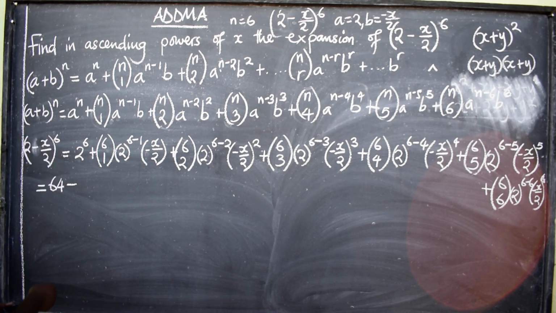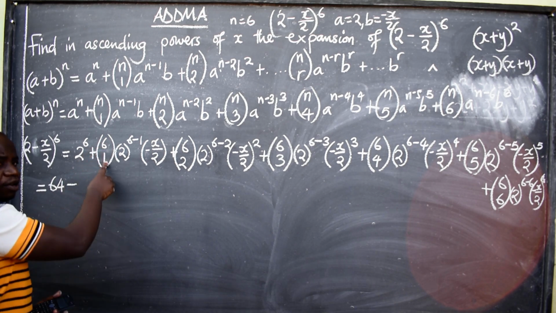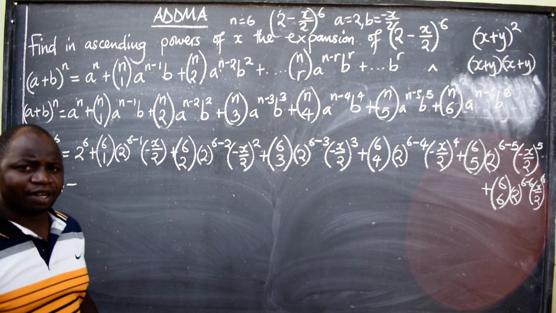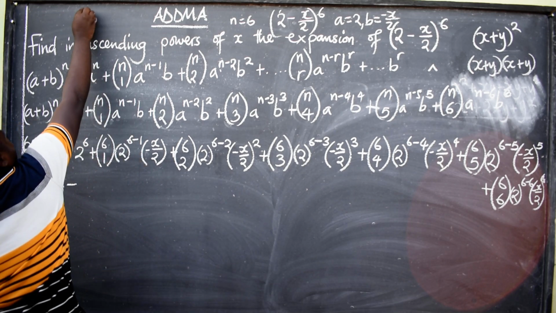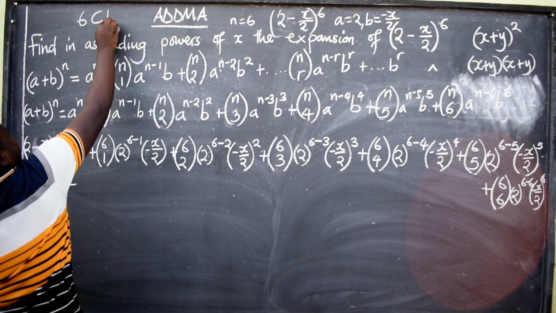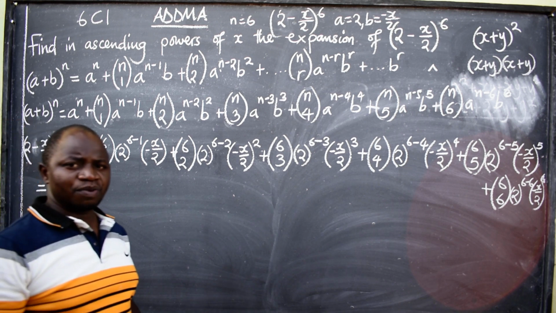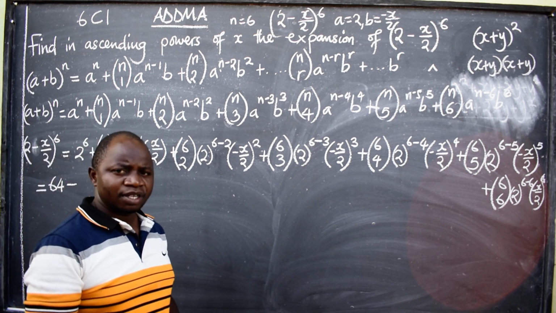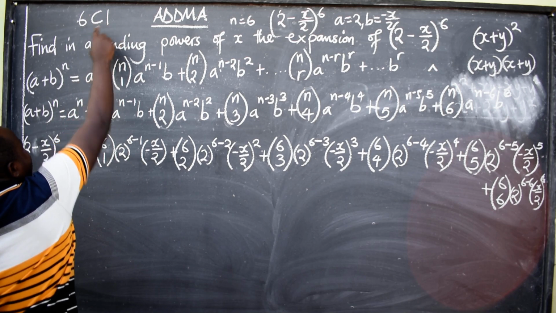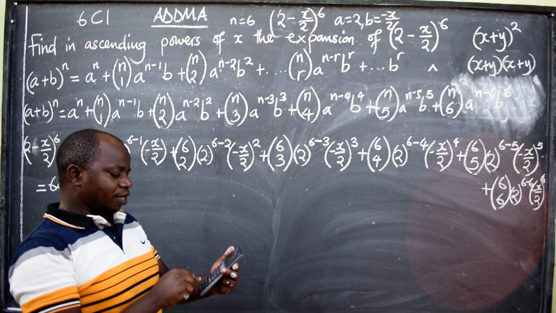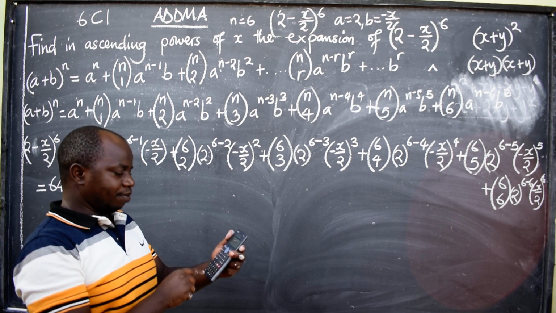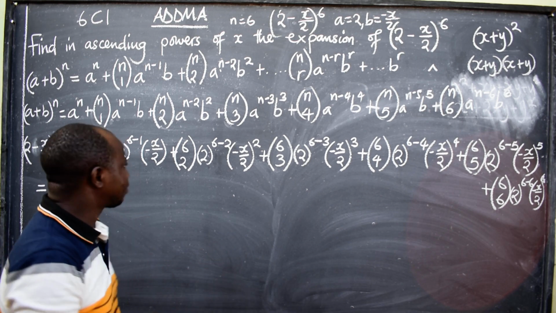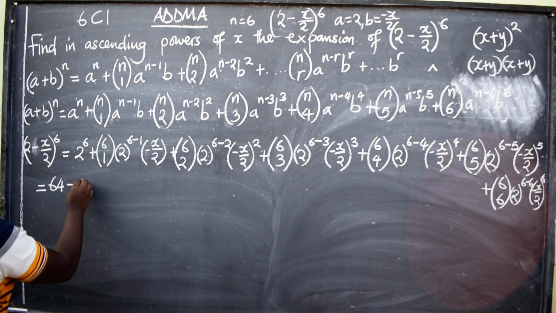Then next, you are going to use the calculator here. 6 combination 1, or 6 choose 1. So on your calculator there, you are going to enter this. That is 6 combination 1, from combination and permutation. So you enter this, it will give you the answer. So we're going to say 6 combination 1, the answer is 6. So this will give us 6 here.